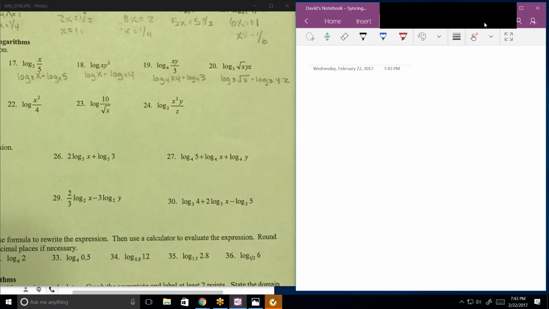So 20, all right. We got 3 things all being multiplied. So let's separate it first by that. In other words, let's not do all 3 steps at once. So separate it out based on the fact you got 3 things being multiplied together.